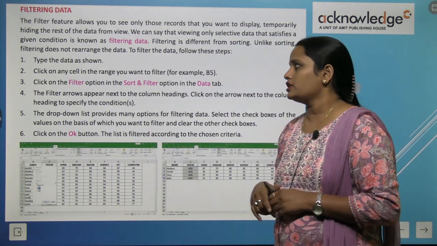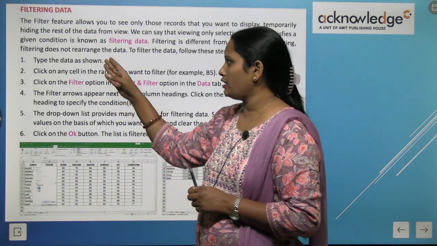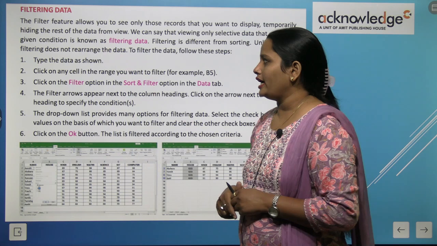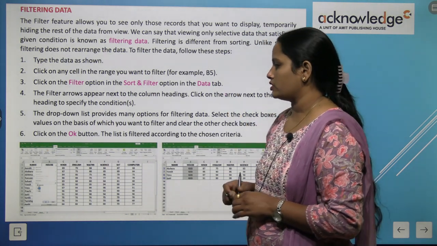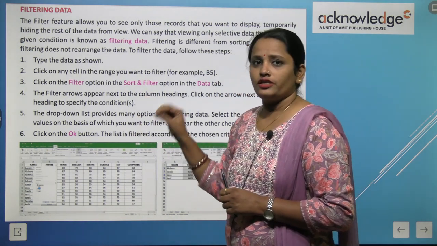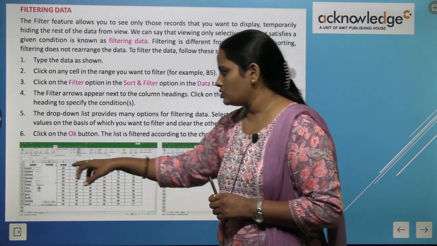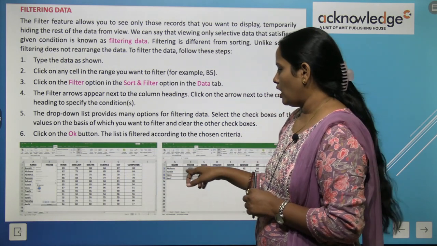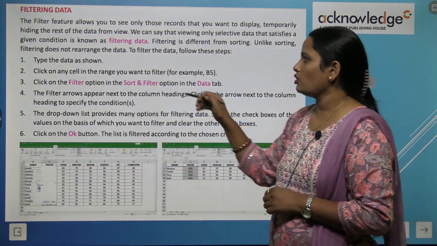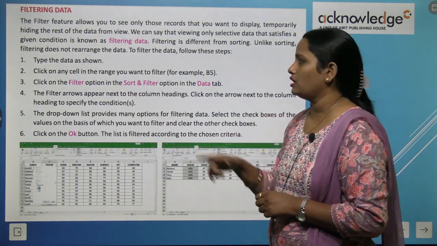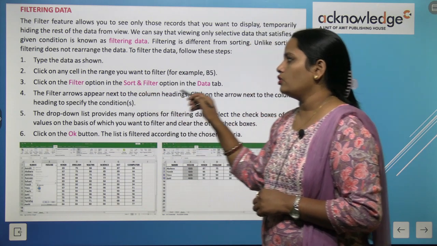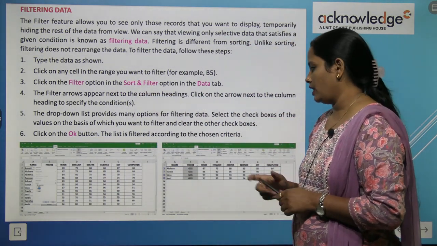To filter the data, these are the steps. We have typed the data here. We can see the data is here. Now we have to click on any cell range that you want to filter. So suppose I want to apply filter to one of the options here. So we have selected B here. House is selected here and we want to filter it. So we have to click on the filter option in the sort and filter option in the data tab. Then filter arrow appears next to the column heading.